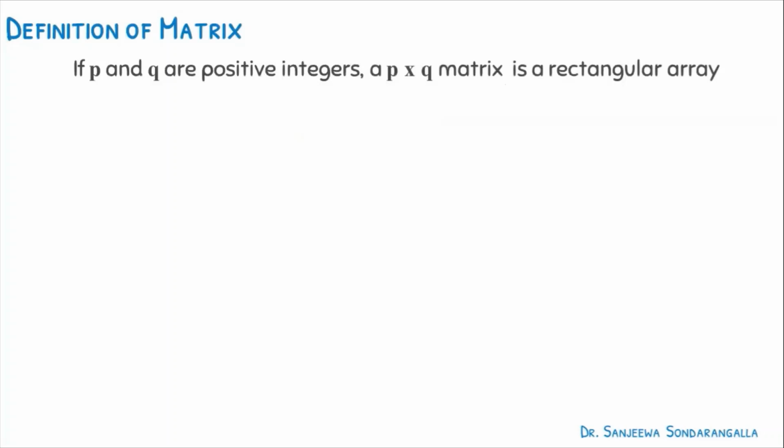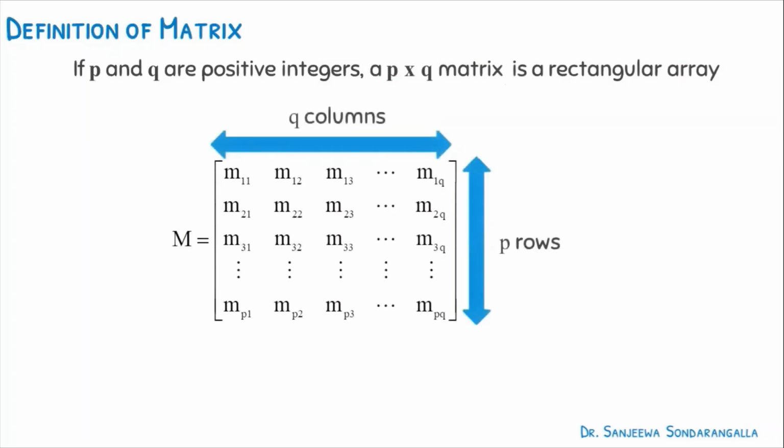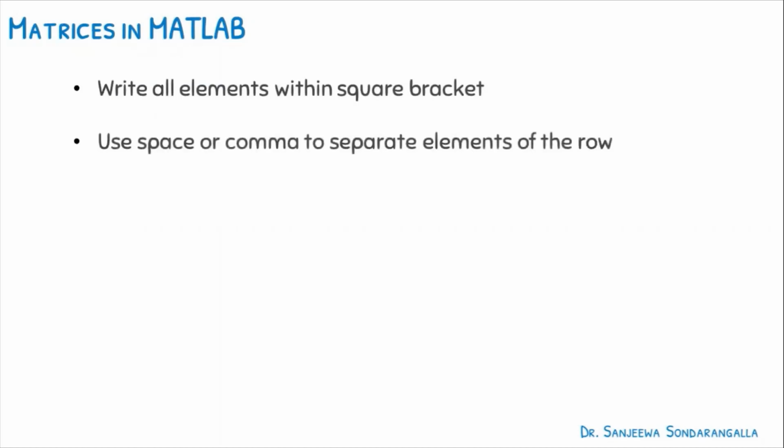Definition of matrix. If P and Q are positive integers, a P by Q matrix is a rectangular array. This matrix has P rows and Q columns. How to define matrices in MATLAB. Write all elements within square brackets. Use space or comma to separate elements of the row. Use semicolon to separate rows.